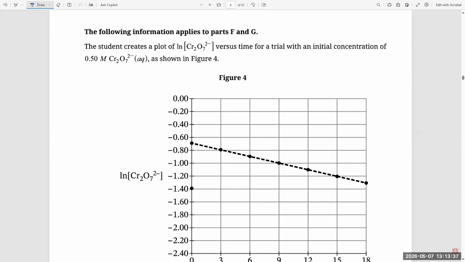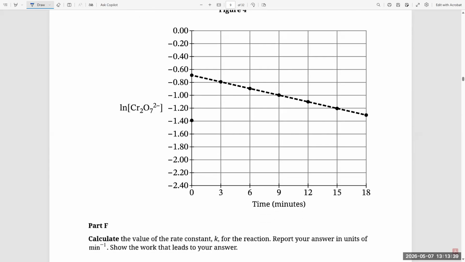So they give you a half molar concentration initially. Calculate the value of the rate constant K for the reaction. Report your answer in units of minutes to the negative one. Oh my God, they actually gave you the units. They used to not do that, and they used to just take off points. Hey, anyone taking chemistry in college next year? They don't do this. You have to figure it out. Okay. All right. So here we go.